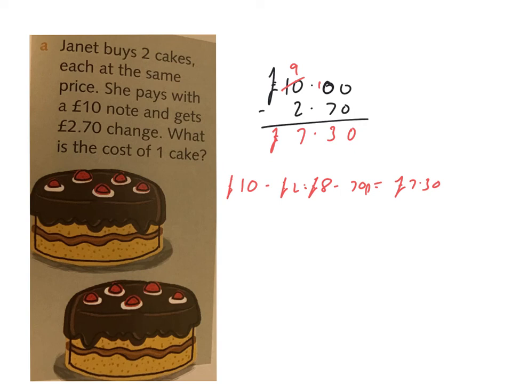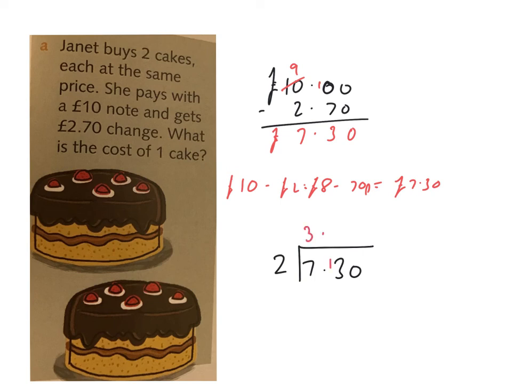Now, the problem tells us that each cake was the same price, so we have to split £7.30 evenly in two to find what each cake costs. So we're going to divide £7.30 by 2. And I'll just talk you through this just to make sure that you're confident with it. So 7 divided by 2, first of all. Well, there are 3 2's in 7 and 1 left over.